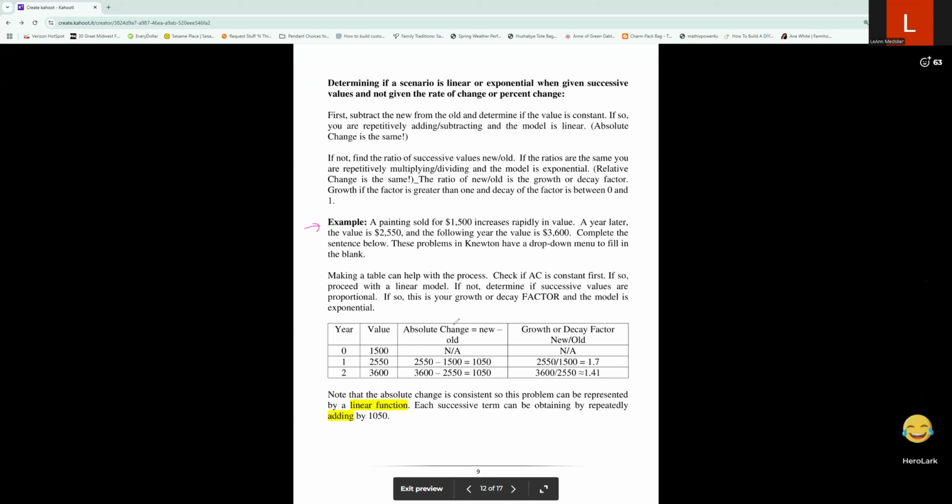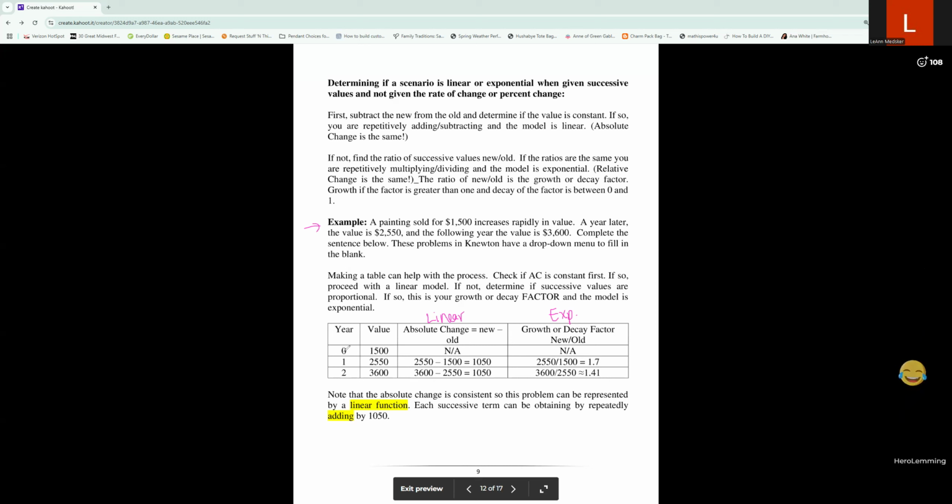So here's how you can tell if it's linear, which means it has constant absolute change, or if it's exponential. So we're going to talk about these two. If you're given just data, so year 0, it was 1,500. 1 year in the future, it was 2,550. 2 years essentially in the future, now it's worth 3,600. You can't do anything on this first line because you don't have a previous data point to compare it to.